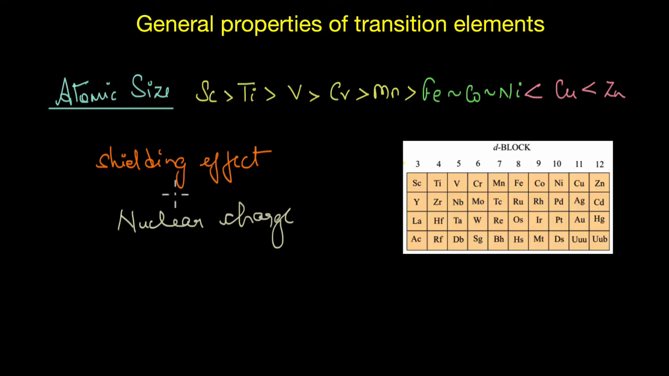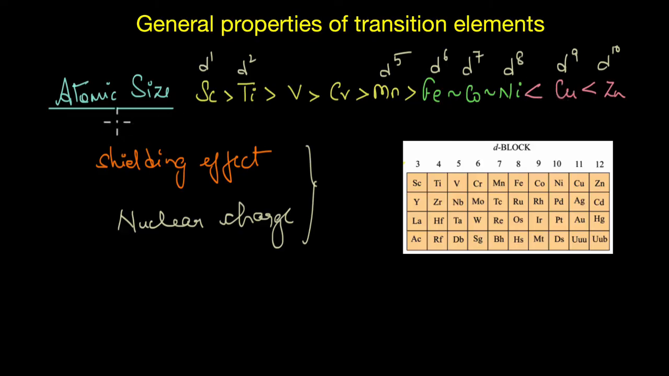Now within the series, you will see slight variation. For example, the ionic radii decrease steadily from scandium to manganese, but cobalt, iron and nickel have very similar ionic radii and the radius increases towards the end of the series. However, this variation within the series is quite small and can be broadly attributed to the slight increase in the shielding effect with the number of d electrons. With more number of d electrons, the shielding effect is expected to be slightly better, and as a result, copper and zinc have a slight increase in their ionic radius.